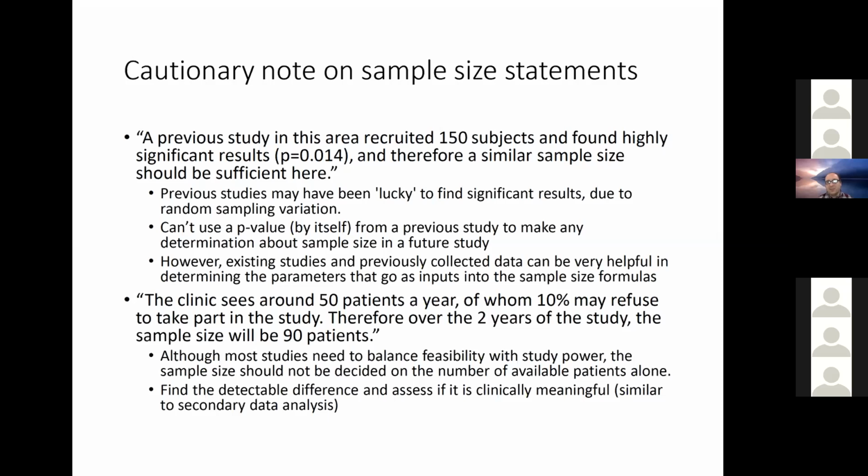That's just one random draw from this population. And it's possible that study was lucky in finding this effect, because again, these are random variables we're dealing with. It's possible that just by chance they got a small p-value. It doesn't reflect the larger issue of power and sample size directly. So you can't use a p-value by itself to make statements about a future study.